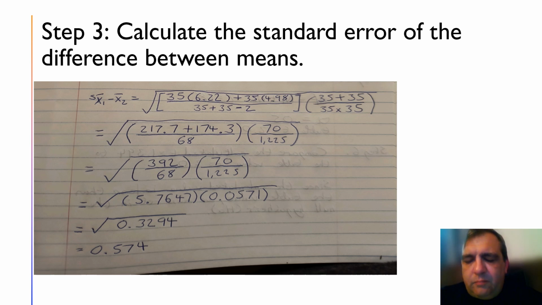Now we can start by going through and doing the multiplications and additions and subtractions and other things in the numerators and denominators until we get to our next step. So 35 multiplied by 6.22 equals 217.7, and to which we add the group 2 values, 35 multiplied by 4.98, which equals 174.3, over the 35 plus 35, which is 70, minus 2, which equals 68.